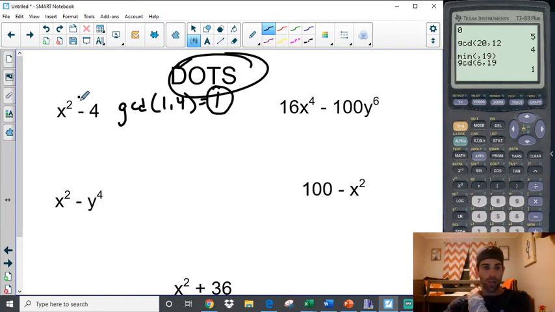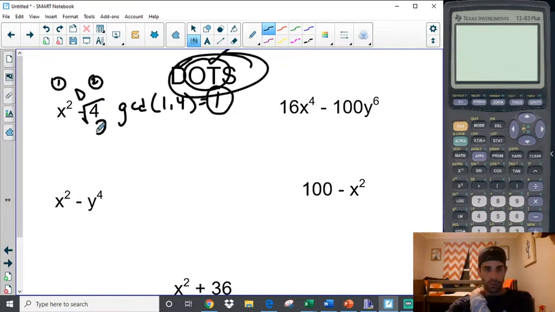All right. Now, dot stands for difference, which means subtraction. Do you have subtraction? Yes. Of 2, are there 2 terms? Here's 1. Here's 1. So yes, there are 2 terms. Now, do you have perfect squares? Okay. So again, can you find the square root of 4? Yes. That's going to be a 2.